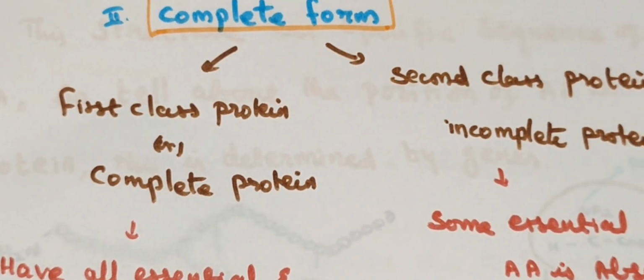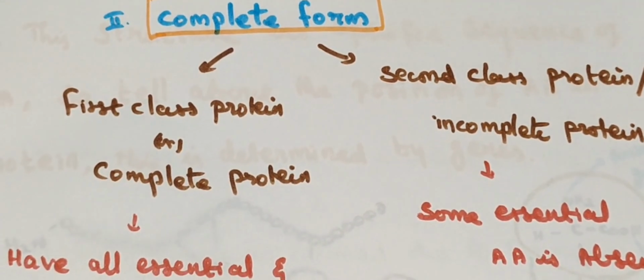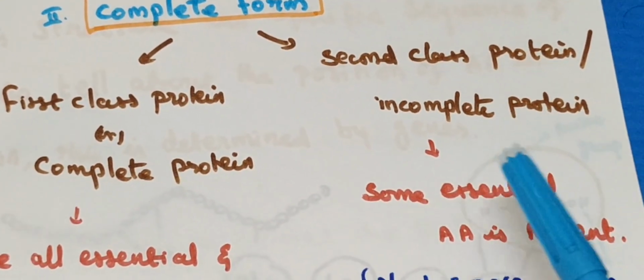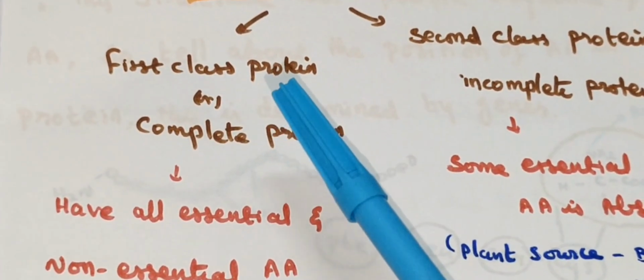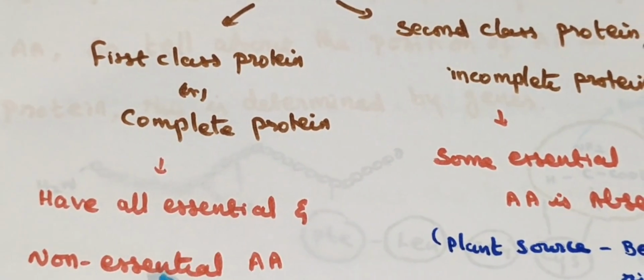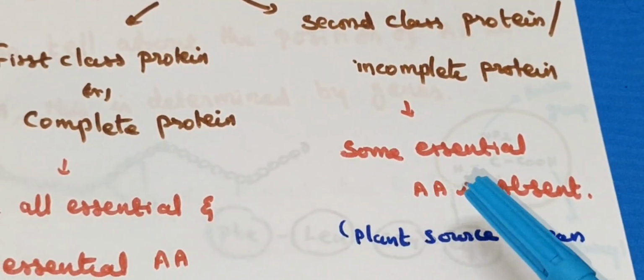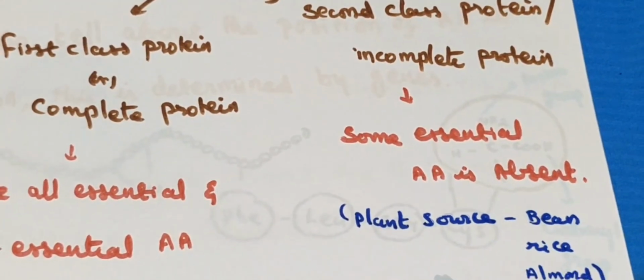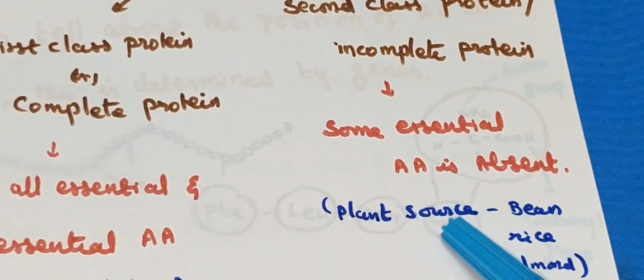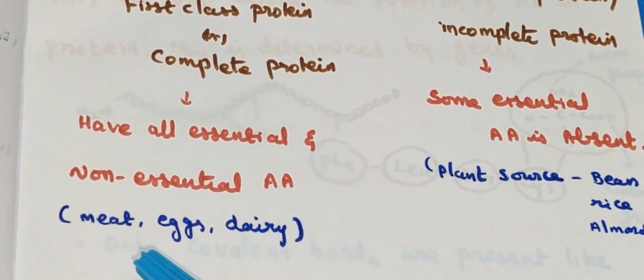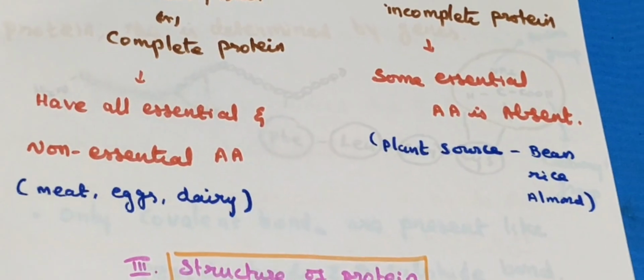Second classification is based on their completeness. First class protein or complete protein, second class protein or incomplete protein. First class protein has all essential and non-essential amino acids. In second class protein, some essential amino acids are absent. This one we get from plant sources. The first class we get from animal sources, meat, egg and dairy.